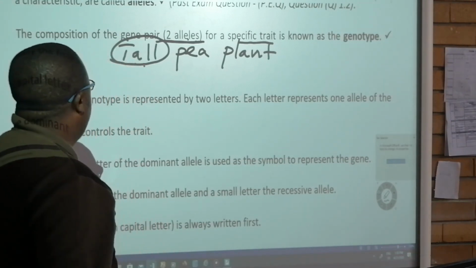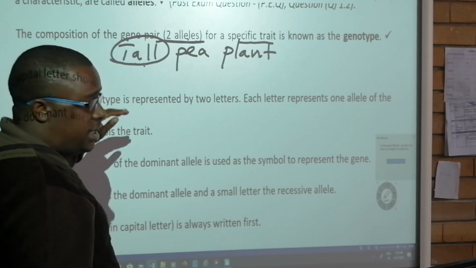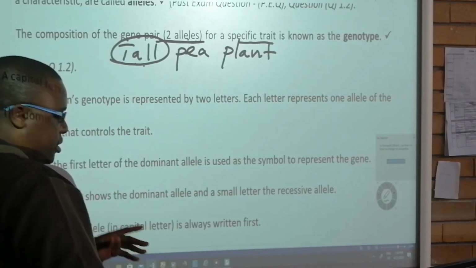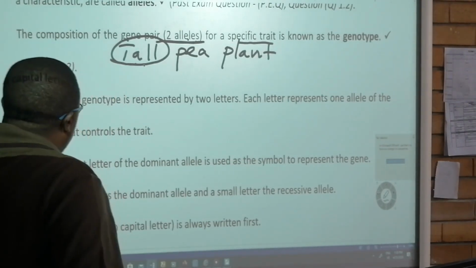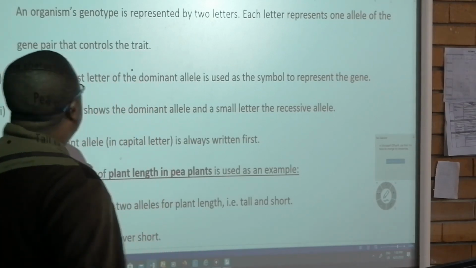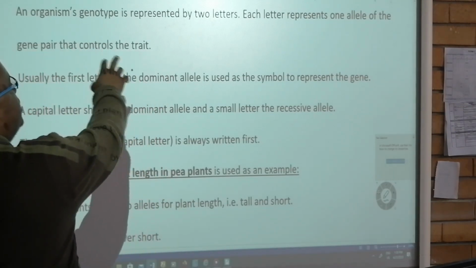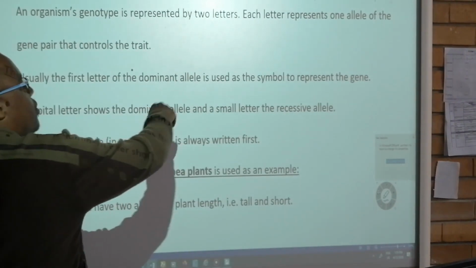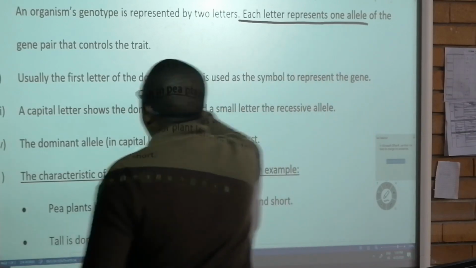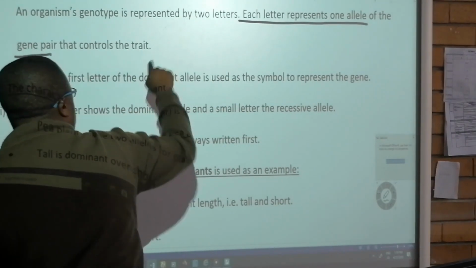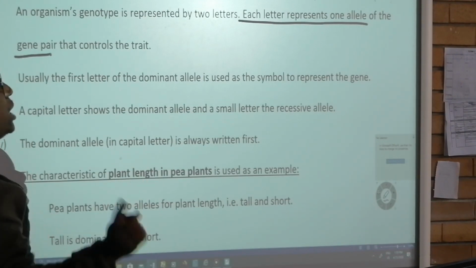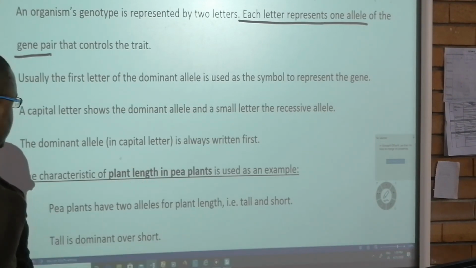Right. An organism's genotype, in this case, we're going to be focusing a lot on height in pea plants. Simple study. We're going to go to other organisms later, but let's deal with the pea plants first. We do our symbols first. An organism's genotype is represented by two letters. Each letter represents one allele of the gene pair that controls the trait.